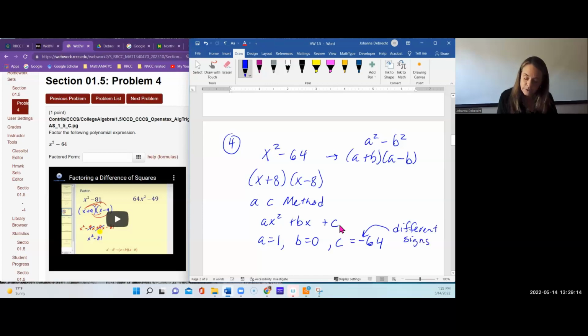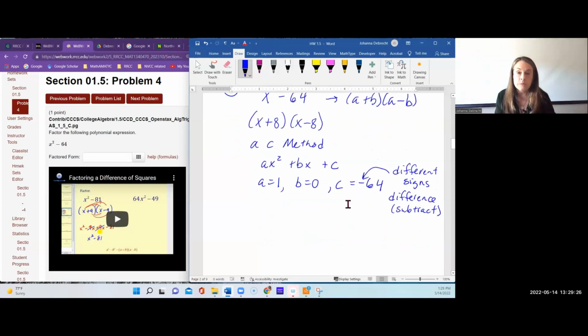Since I'm looking for different signs, then I'm going to subtract. That's what difference means. Difference means subtract. One positive, one negative. Now what do I do? I form A times C again. So AC is equal to a negative 64.